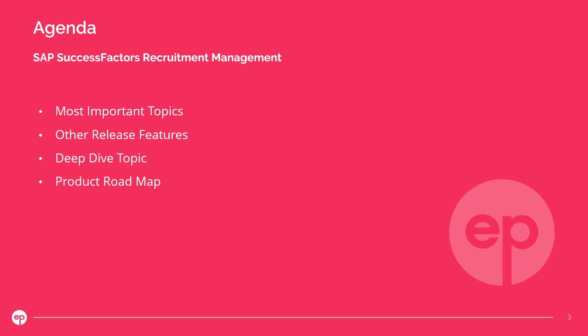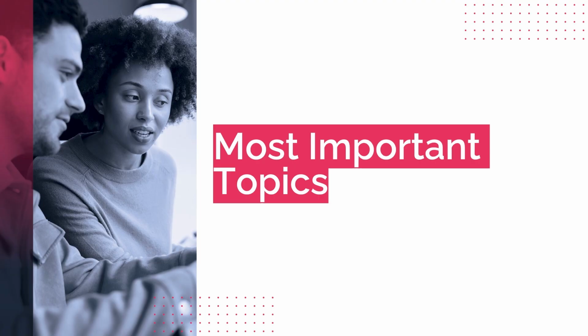First, we will discuss the most important topics. Those are the ones that, if you decide to enable them, can have a major impact in your current processes and configuration. Next, we will see other release features that can also impact or improve your system but aren't considered major. Then we will do a deep dive on the new AI functionalities improving recruiting. And lastly, we will look into what's to come in the next year. Let's start with the most important topics.